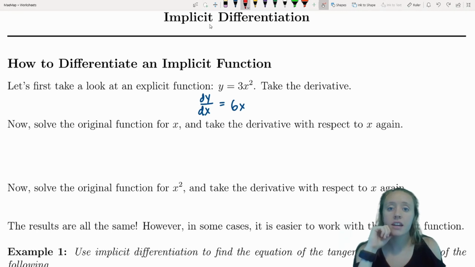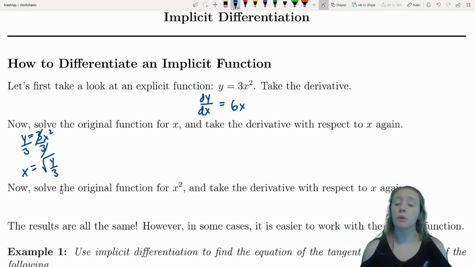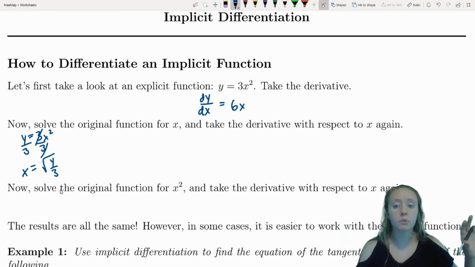So if I take y equals 3x squared and solve for x, I'll divide both sides by 3, and then I'll take the square root. So x is going to be equal to the square root of y over 3. Now I'm still taking the derivative with respect to x, not the derivative with respect to y. Y is not my independent variable. X is that variable I'm taking the derivative with respect to.